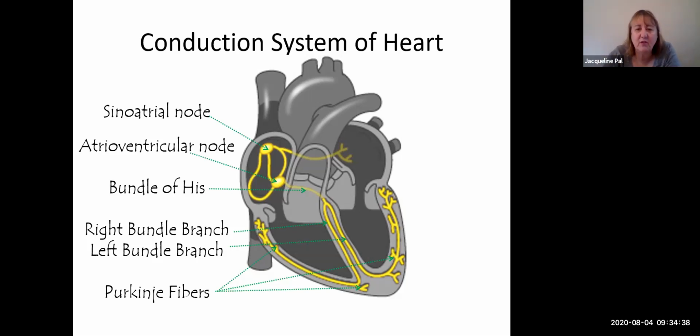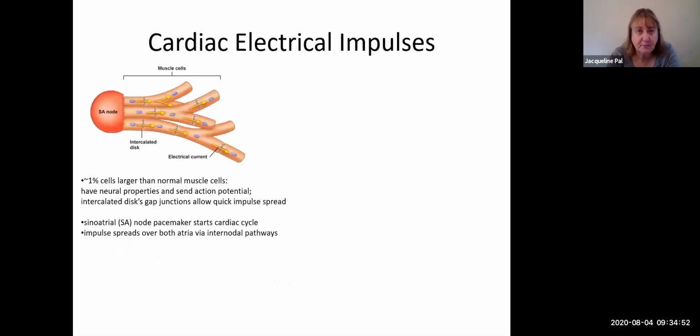And coming off the bundle branches, we have all these little branches going to the actual heart muscle cells, those cardiomyocytes themselves, and these are known as the Purkinje fibers. So how does this work? Well, the cells basically look like normal muscle cells. They're just slightly larger, and not only do they have muscle cell anatomy, they have some neural properties. They can send action potentials. And those intercalated discs, they're really important because they will allow a quick spread of the impulse.